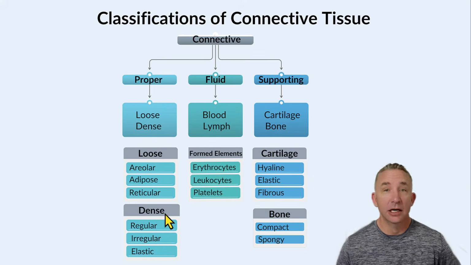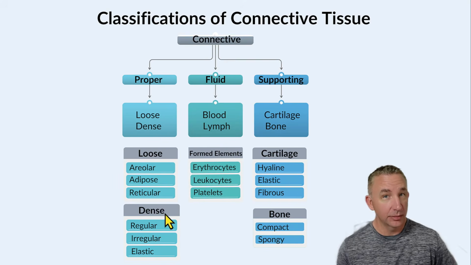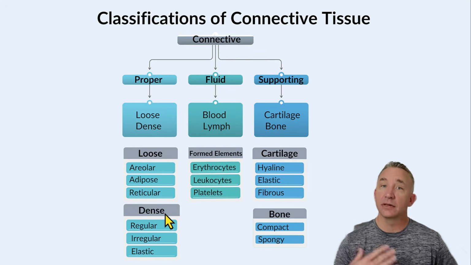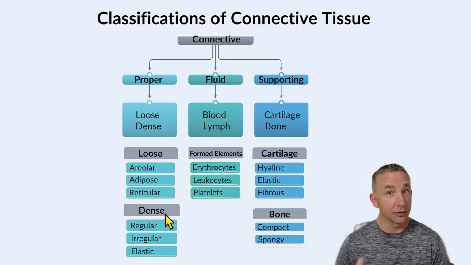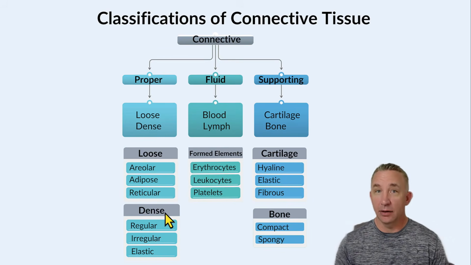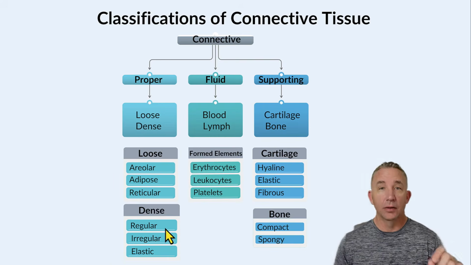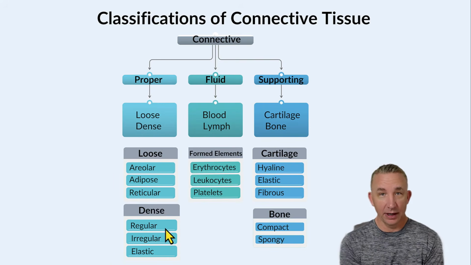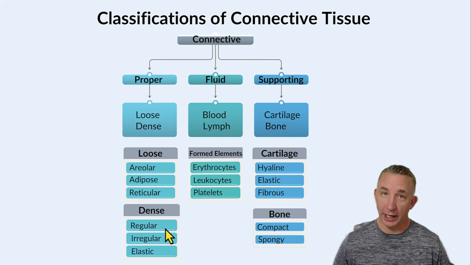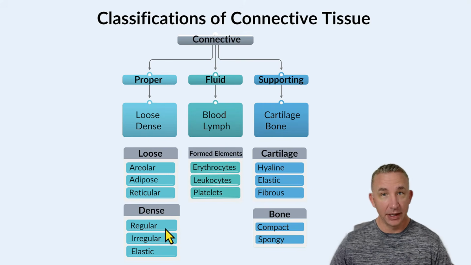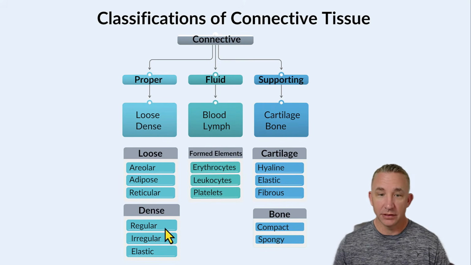Then dense. Once we get more dense, now it's a little bit more for strength. Loose allows for a little bit of flexibility, so the structure creates the function. Dense, now we're going on to more strength. Regular and irregular. When we look at regular, it's how the fibers and cells are designed. They're more in a regular pattern, a consistent pattern, almost like a rope. Irregular, the fibers are going all over the place. So it's describing again the physical makeup.